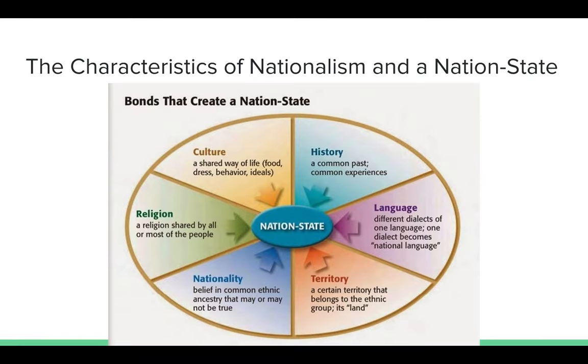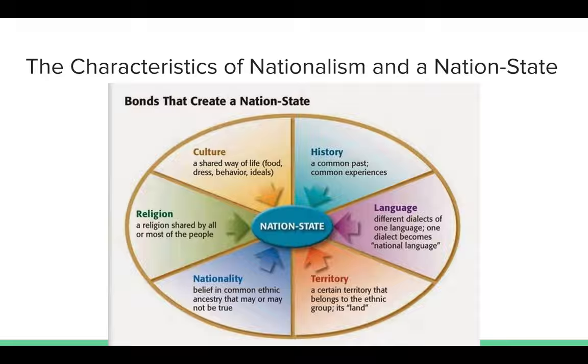So what makes up this national identity or the bond within a nation state? Technically, we say six things go into forming a national identity. First is culture, a shared way of life revolving around things like what do we eat, how do we dress, how do we behave. Culture tends to be the first thing we talk about. Second is history, a common past. Where do we come from? Does our nation have a past that we can all reflect on and see has had an impact on our country? Language is another big one.